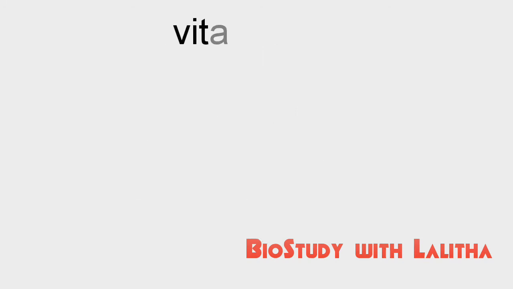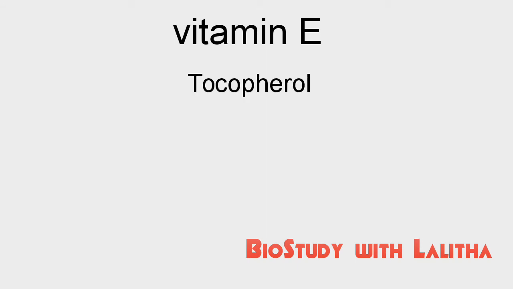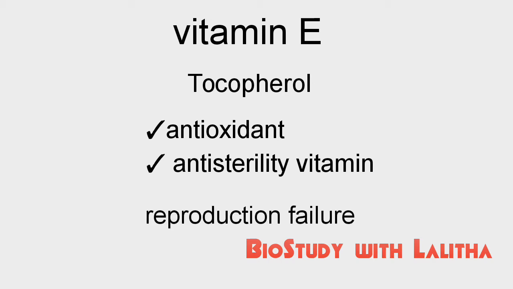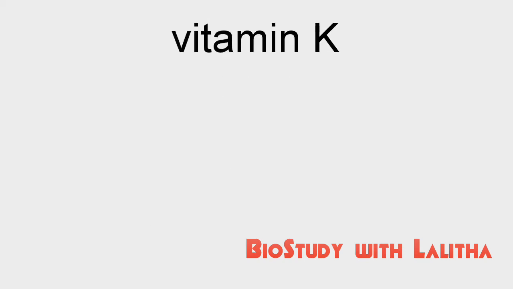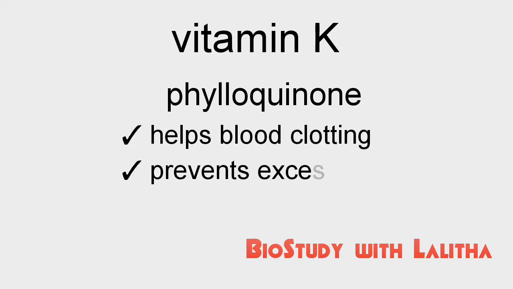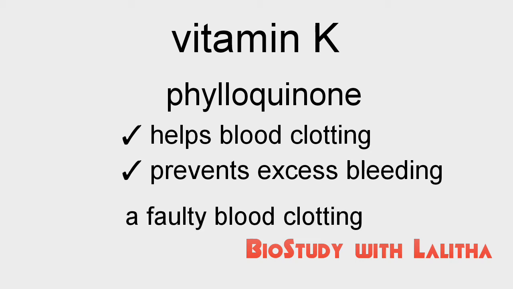The next vitamin is vitamin E. This is chemically called tocopherol. It acts as a good antioxidant and it is also called the anti-sterility vitamin. If there is a deficiency of this vitamin in the body, that may cause reproduction failure. The next and the last fat soluble vitamin is vitamin K. This vitamin is chemically called phylloquinone. It is synthesized by the bacteria in the large intestine. It helps in clotting of blood and it also prevents excess bleeding. Deficiency of this may lead to faulty blood clotting.